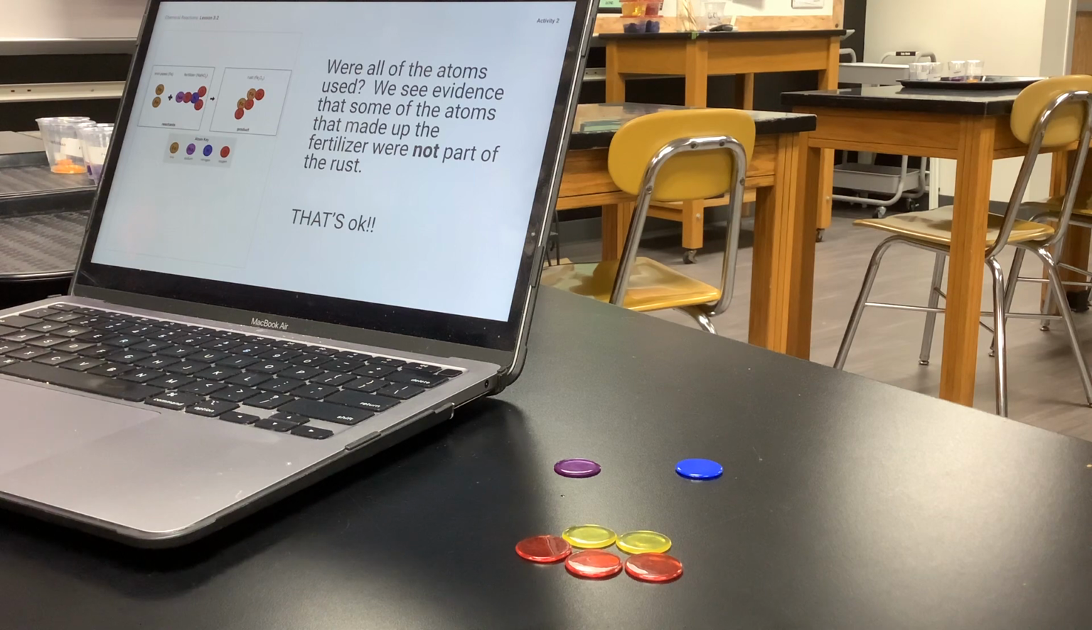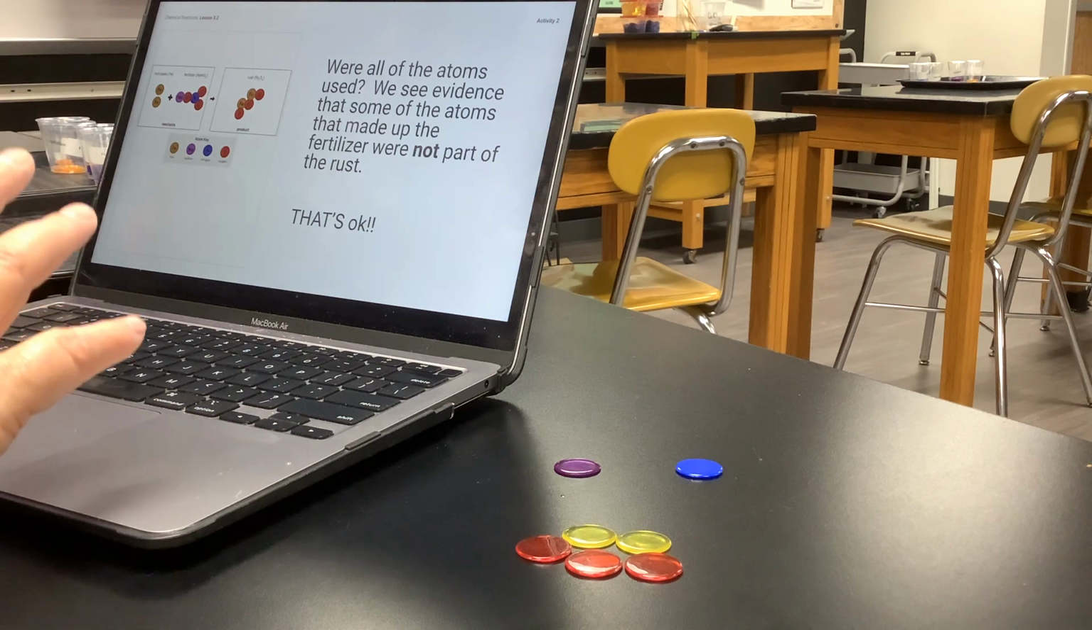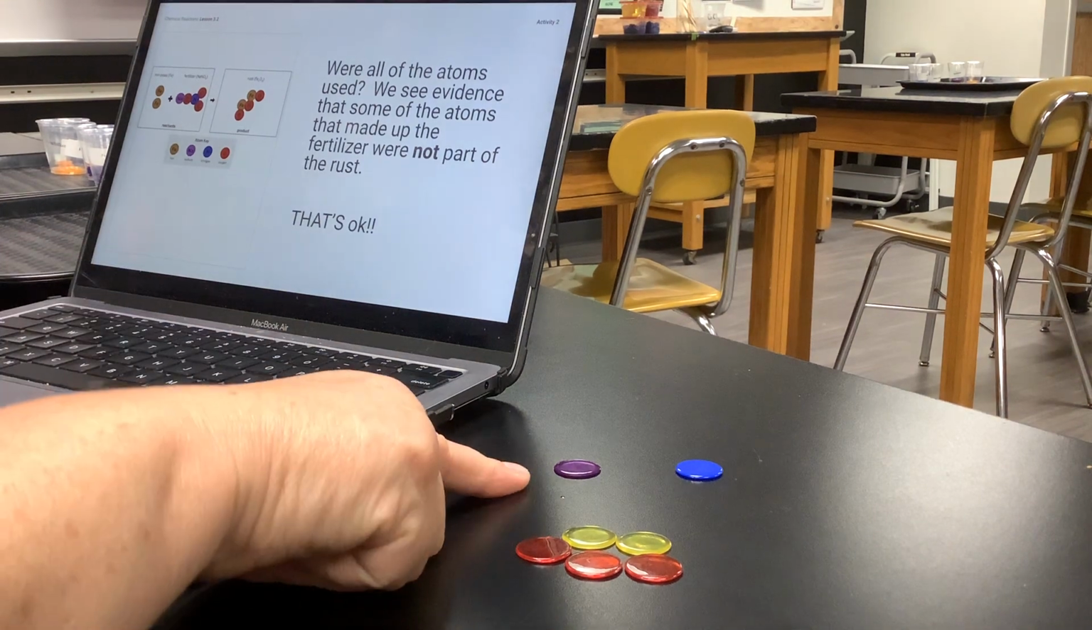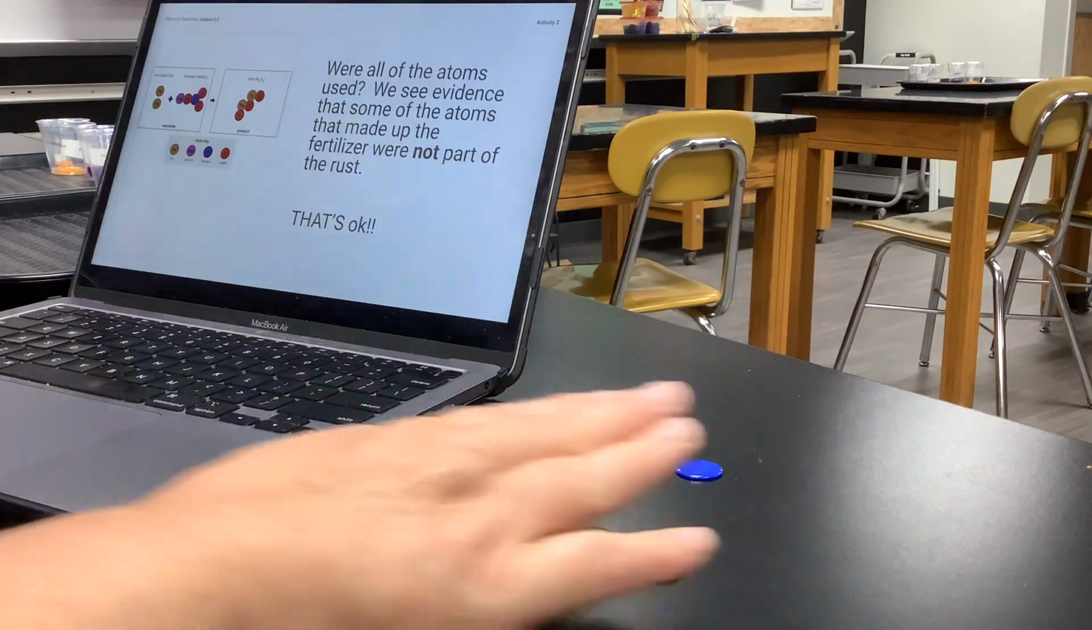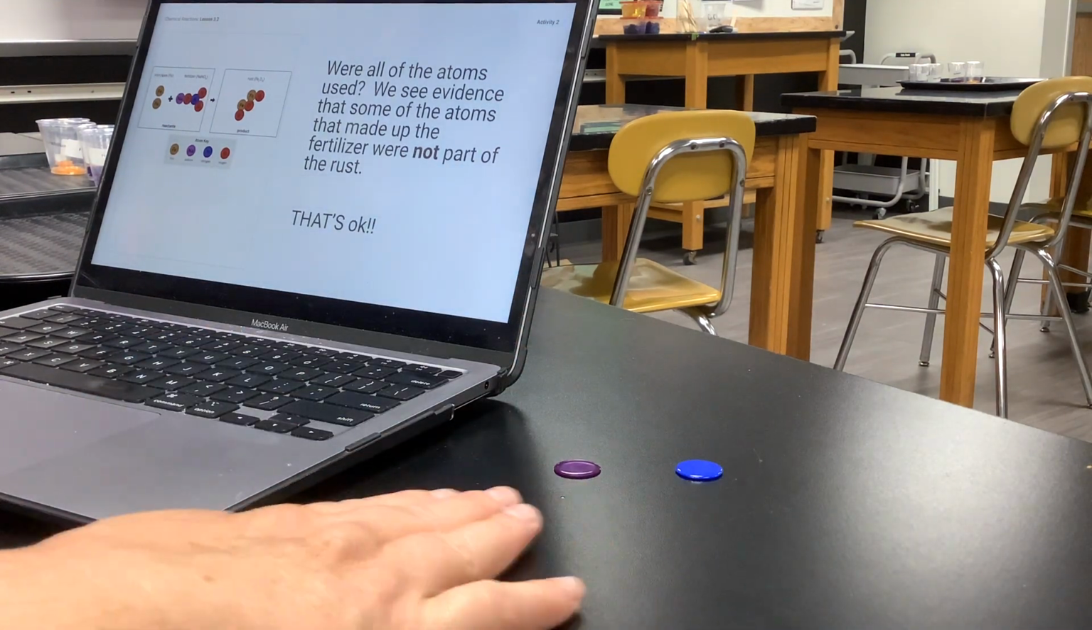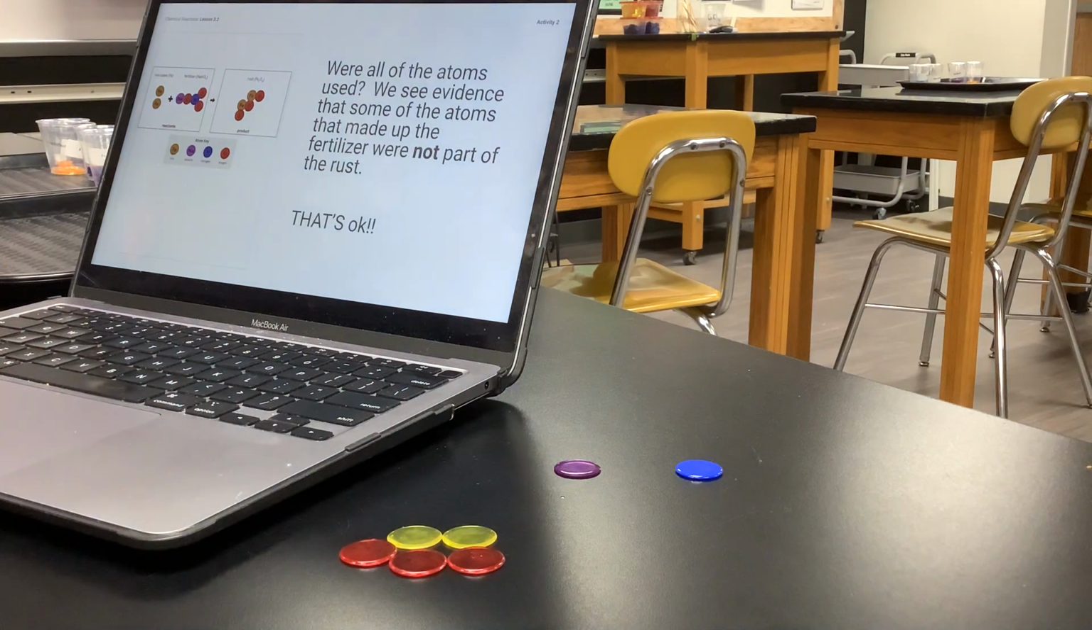Okay? All right. So my question to you is, were all of the atoms used? And the answer is not in this model. And unfortunately, that's what makes this model have some limitations. Okay, we see evidence that some of the atoms that made up the fertilizer were not part of the rust, and that's okay. This is rust, right?